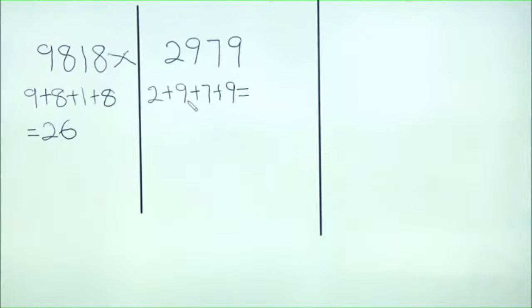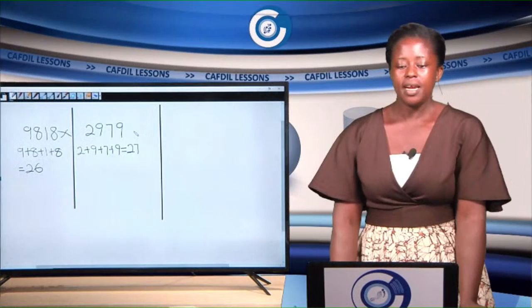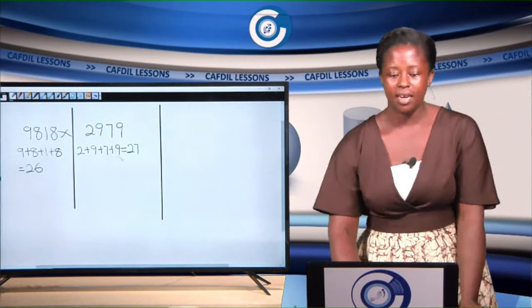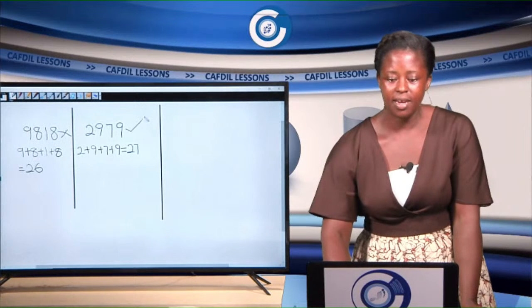2 plus 9 is 11. 11 plus 9 is 20. And 20 plus 7 is 27. Is 27 divisible by 9? Okay, let's add and see again. 2 plus 7 is 9. Therefore, 27 is divisible by 9. So, 2,979 is divisible by 9.